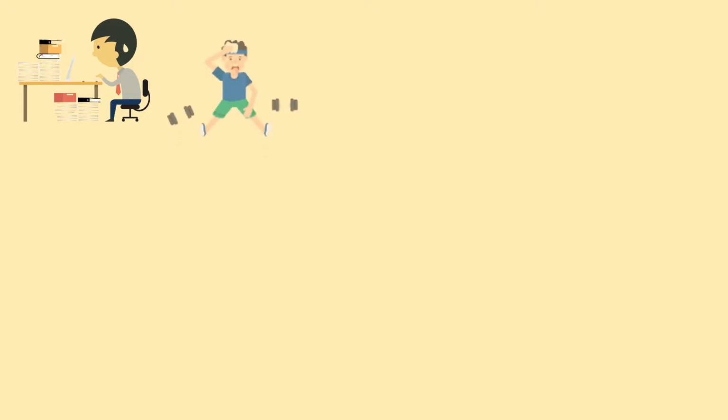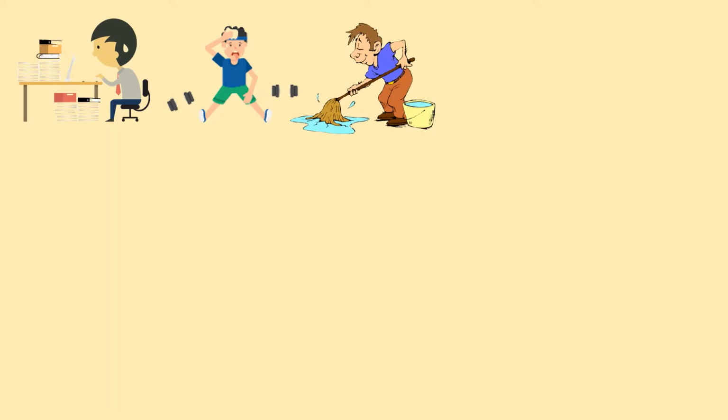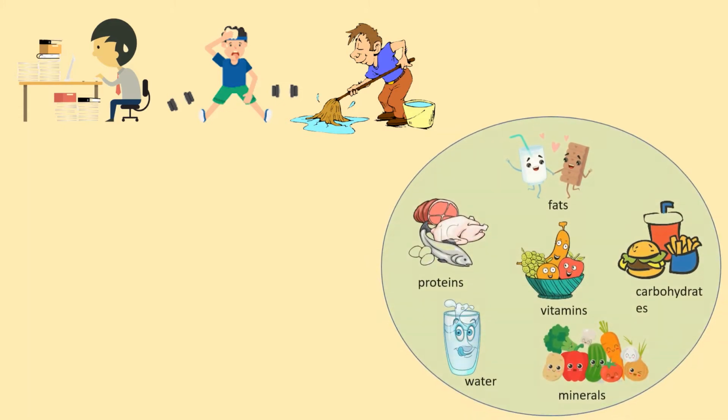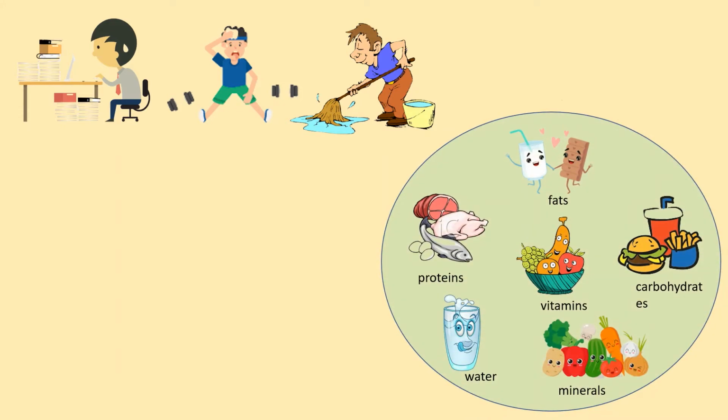So, in order to carry out different activities, we need energy, and we get that energy from food. In order to do work, to exercise, and to do cleaning work, we also need different materials for growth and development of our body. For example, carbohydrates, fats, proteins, vitamins, minerals, and water. The materials required for energy, growth, and development are nutrients.